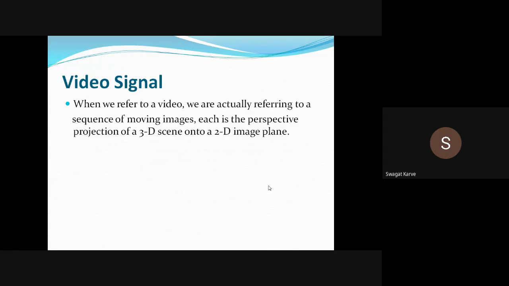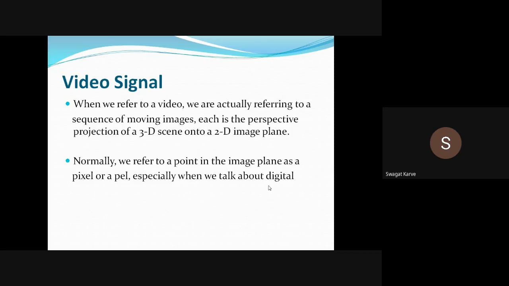Video signal is nothing but a sequence of moving images, and all the images are moving. Each is the perspective projection of a 3D scene onto a 2D image plane. This is a simple definition of video signal. And normally we refer to a point in the image plane as a pixel or cell.